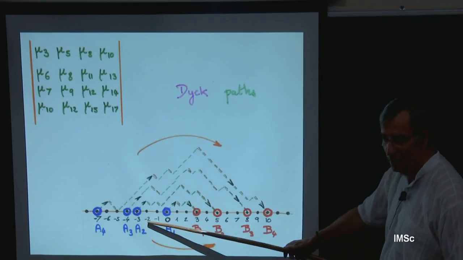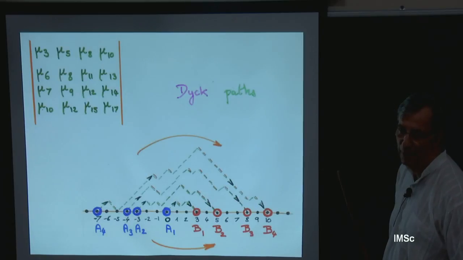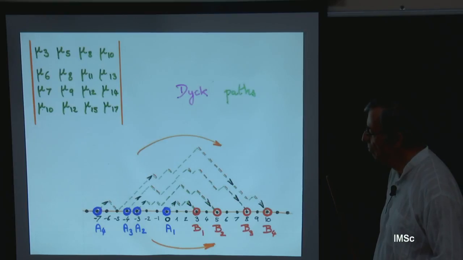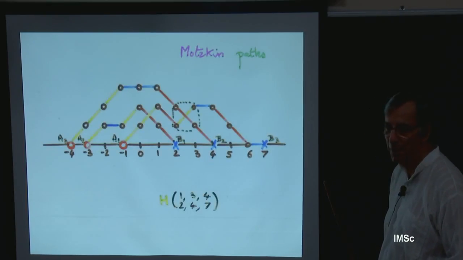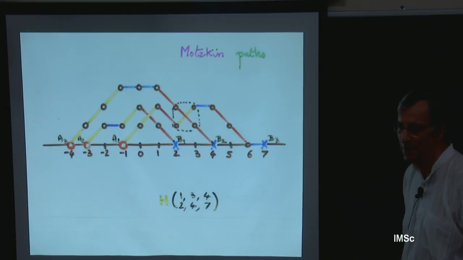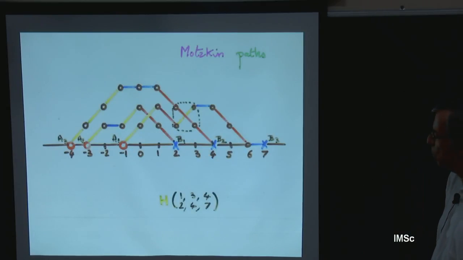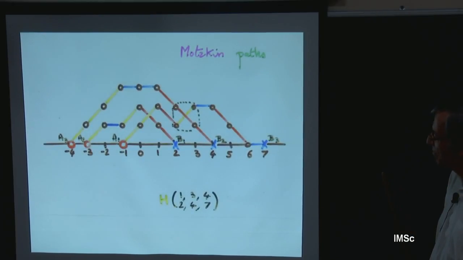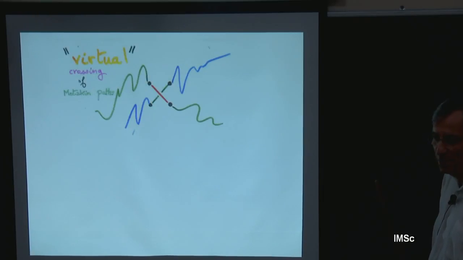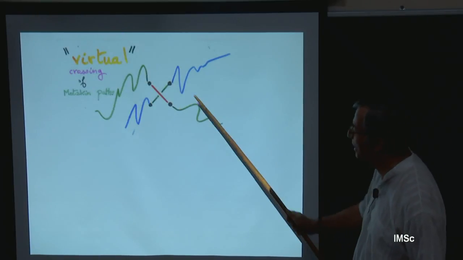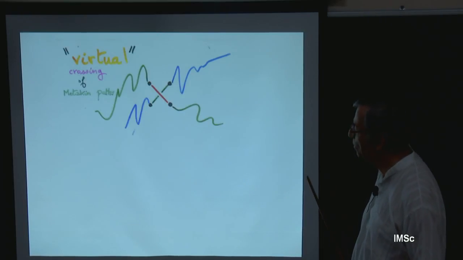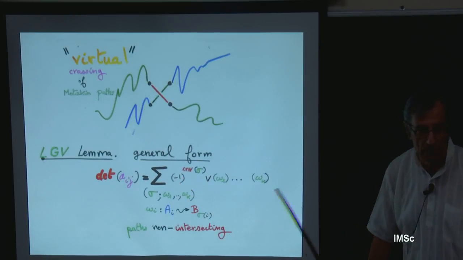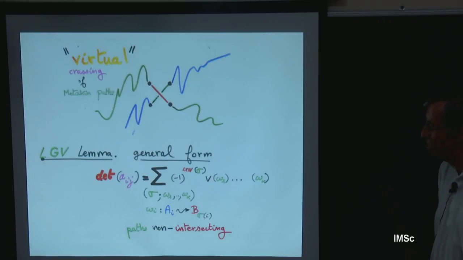And for Dyck paths, if you have only Dyck paths, then the non-crossing condition is satisfied, and then I can apply the lemma. Now for Motzkin paths, the non-crossing condition is not satisfied. Maybe there is some virtual crossing. I call it a virtual crossing when two paths seem to cross but there is no common vertex. So for Motzkin paths, I should apply the lemma in the general form, where there are still some plus and minus terms, some (-1) to the number of inversions.